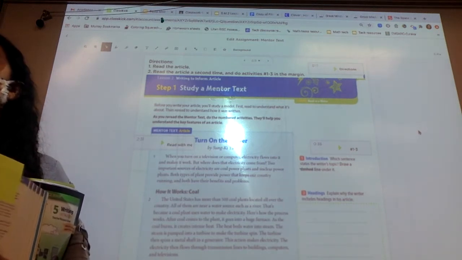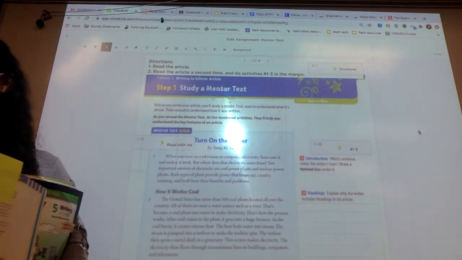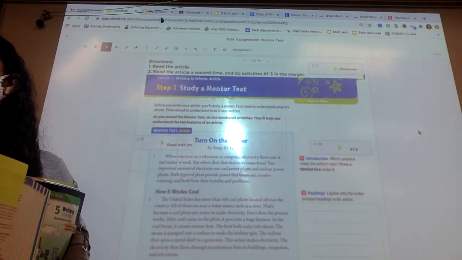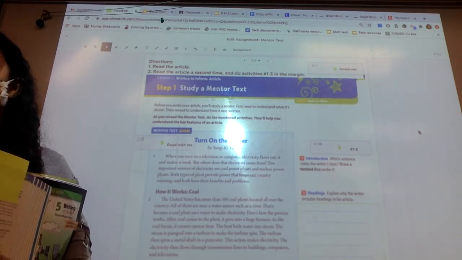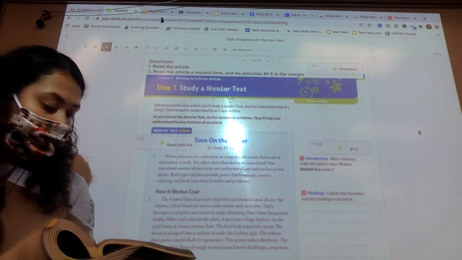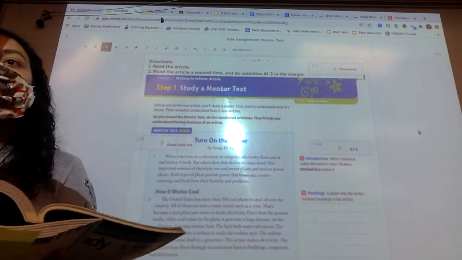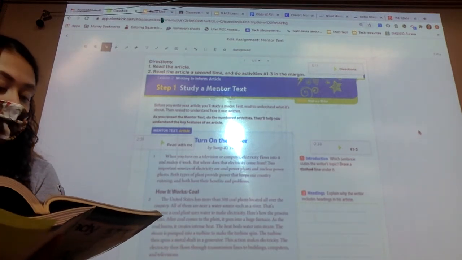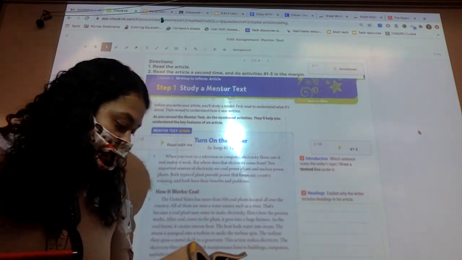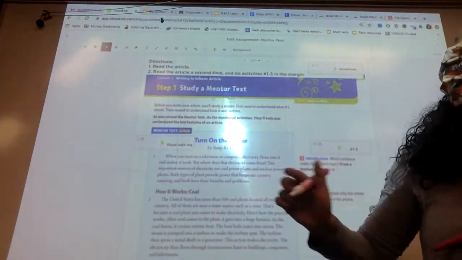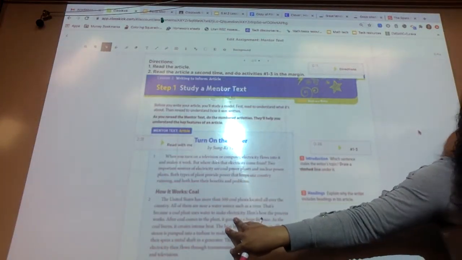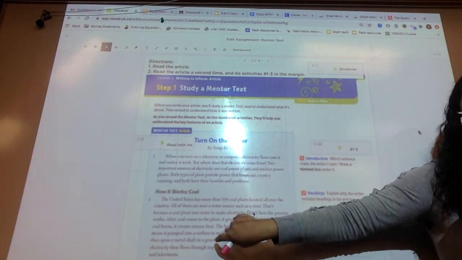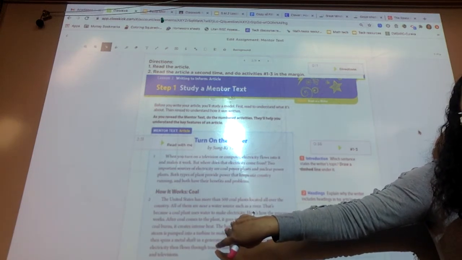My turn. Thomas. Back in your seat, please. I need you back in your seat now, though. Okay, so we're going to study a mentor text. We're going to observe. Dylan, put that away. The whiteboard. Book open.